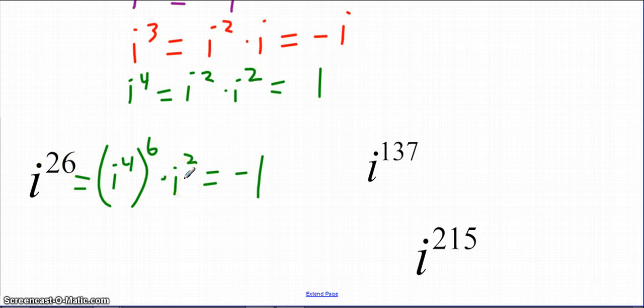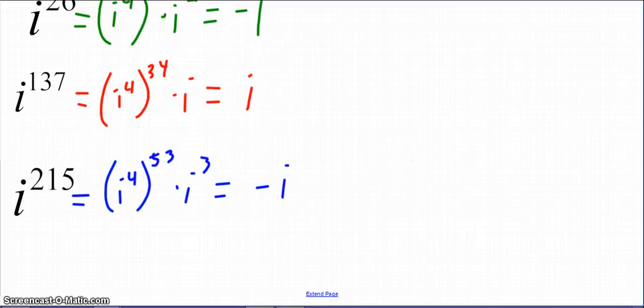So pause the video, take a minute, and figure out what is i to the 137th and i to the 215th. Okay, so hopefully you figured out that i to the 137th is the same as i, and i to the 215th is the same as -i.